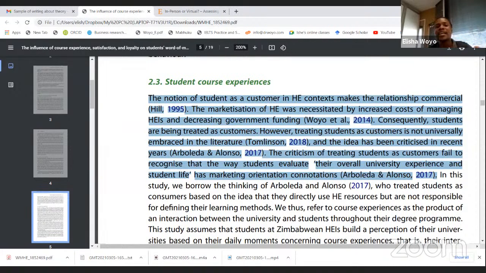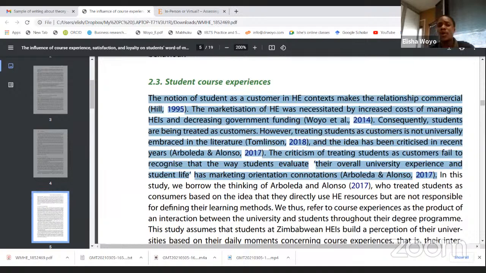In the background section, there are only a few elements, or just one element, of literature review that you need to demonstrate: the gap that exists in the literature, because people want to understand that early on to say whether this study is worth it or not.